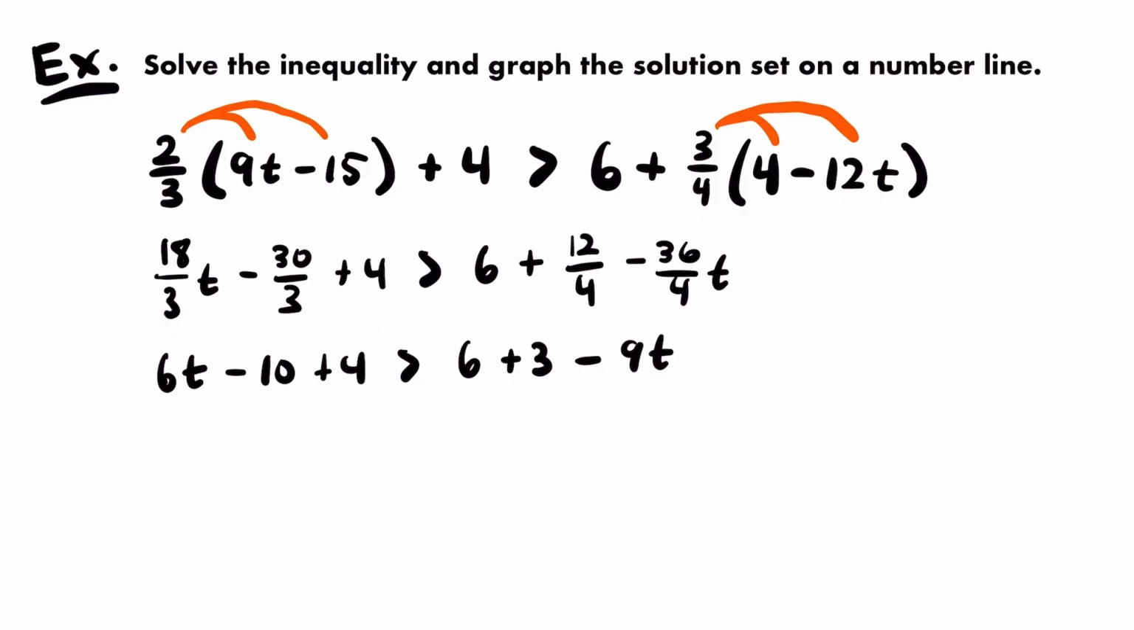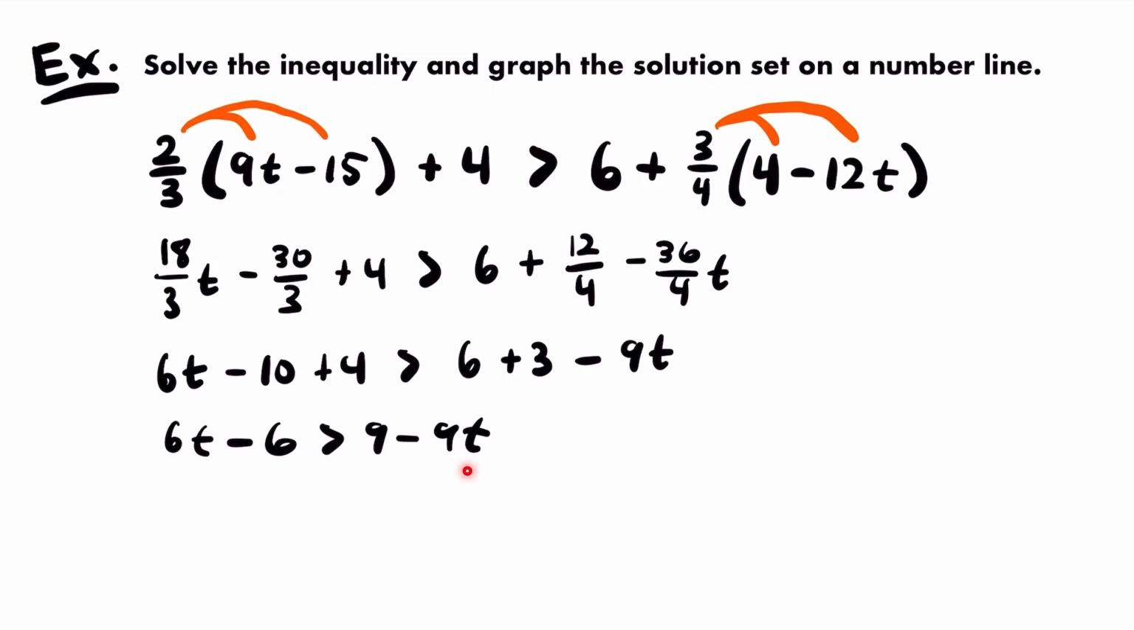Okay, and then we do have some like terms that can be combined. We have 6 and 3, those are two constants, so you can combine them. 6 plus 3 is 9. And then over here, negative 10 plus 4, those are two constants that you can add, and negative 10 plus 4 is negative 6. So altogether, we have 6t minus 6 is greater than 9 minus 9t. And now we have an inequality that looks fairly similar to other inequalities that we solved earlier in this video.